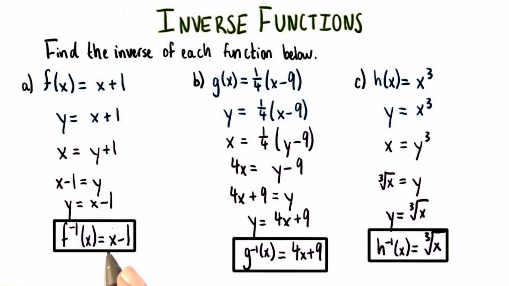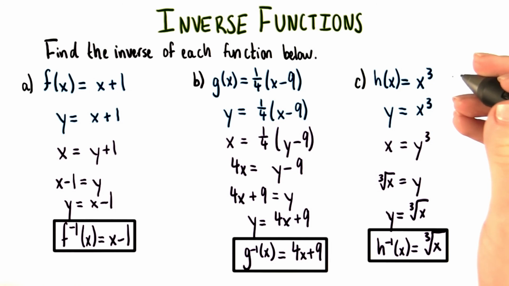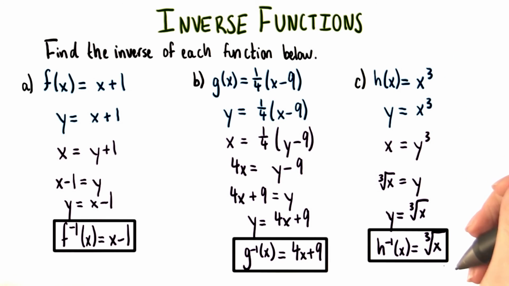The other two answers we ended up with were f inverse of x equals x minus 1 and h inverse of x equals the cube root of x. Now instead of writing cube root x, you could of course have written x to the 1/3 power instead. Either way is correct. I hope this extra practice with inverse functions helped you feel a bit more comfortable with the process we have to go through for finding them.